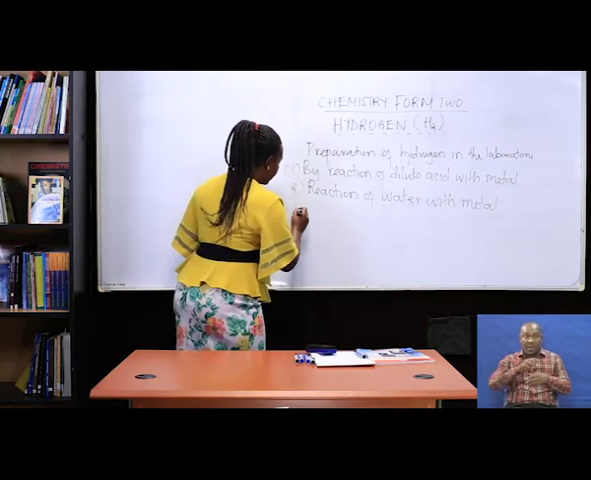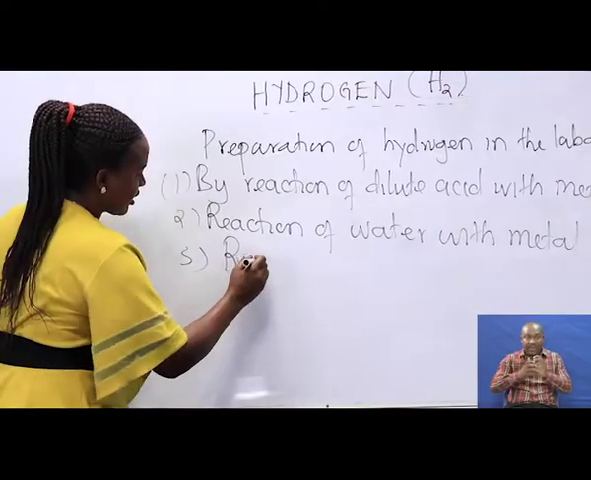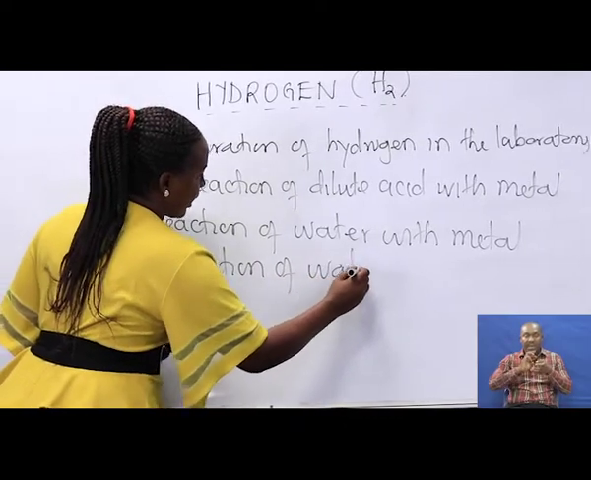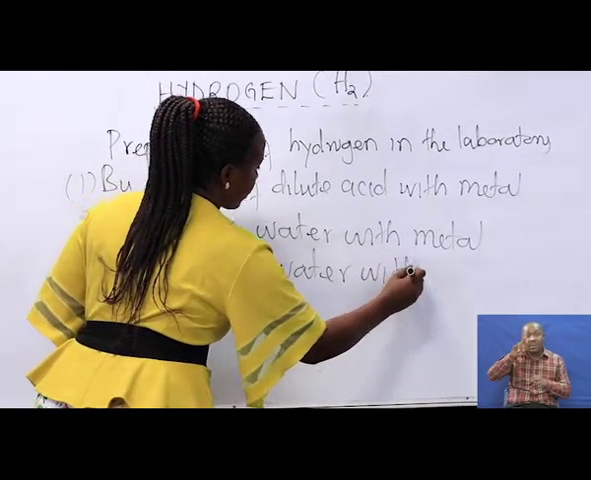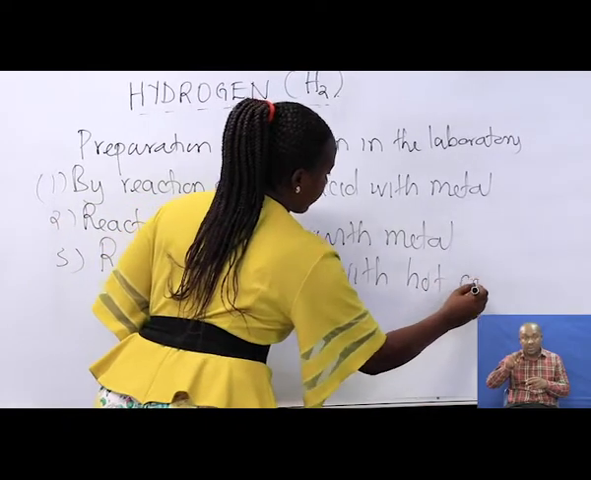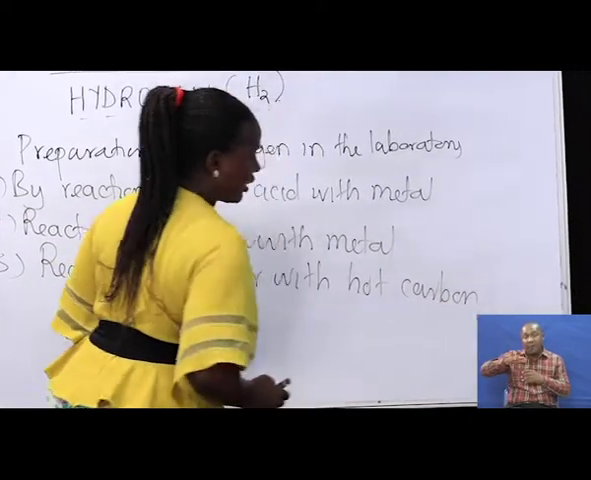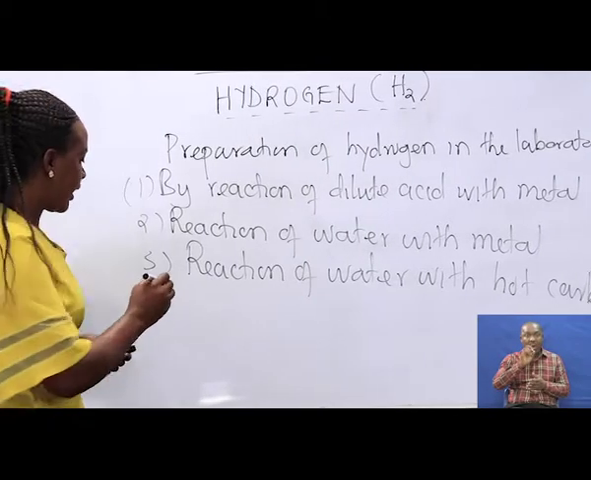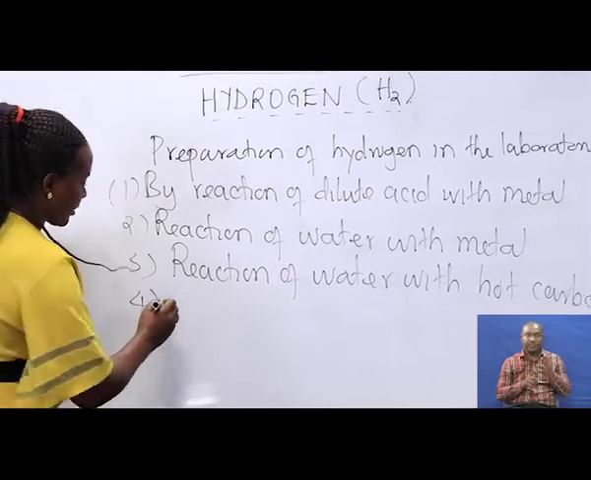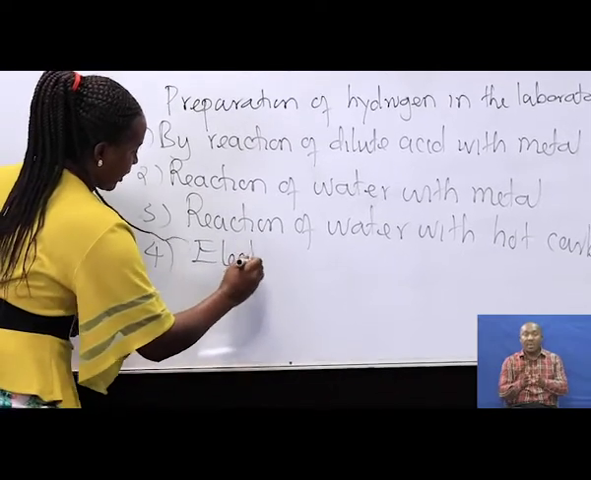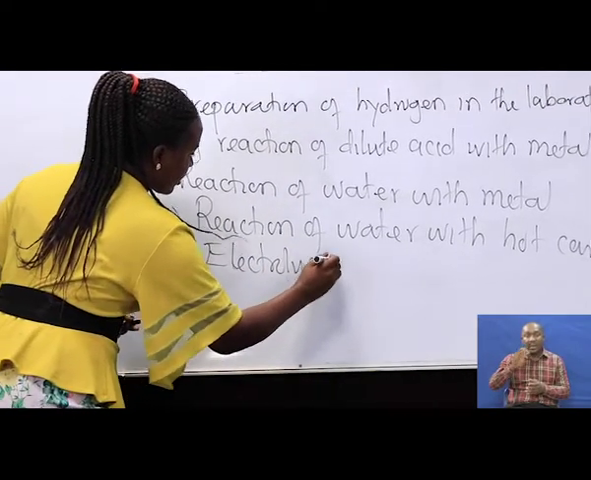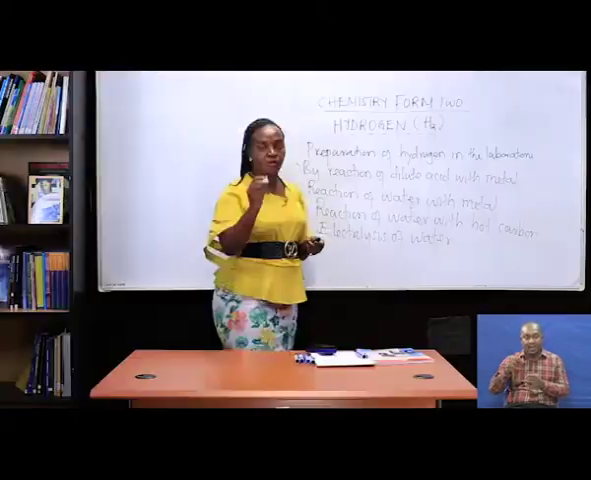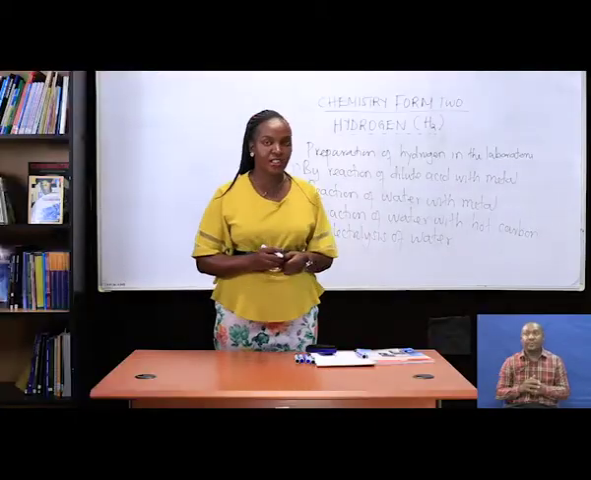But number three, it is the reaction of water with hot carbon. Also, this is a method we can use to prepare hydrogen in the laboratory. And lastly, the method is known as electrolysis of water. So these are the methods that we use to prepare hydrogen in the laboratory.